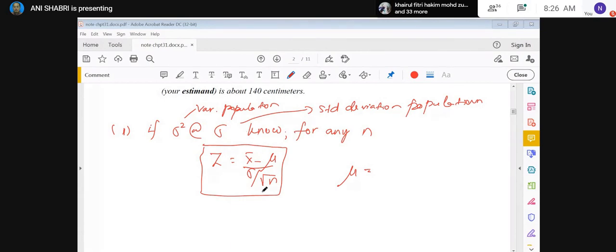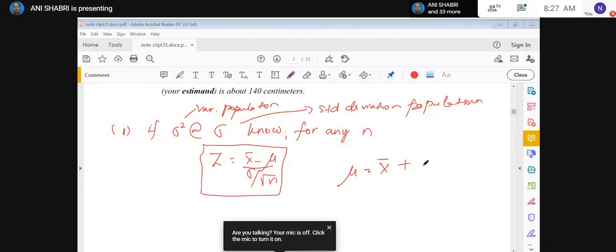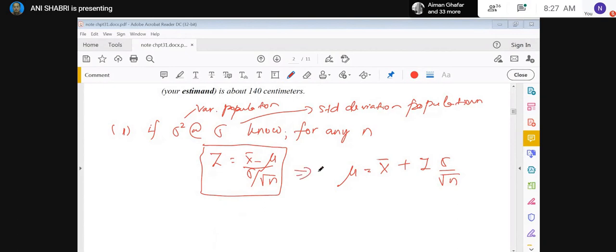Mu is equal to S bar, plus Z times sigma over square root n. From this formula we can get the formula here. We can modify it: instead of plus, we put plus or minus, and this Z we call Z alpha divided by 2. This is the formula.